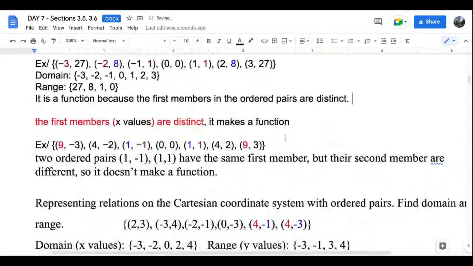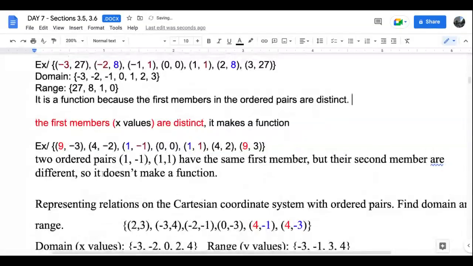Well, let's see a second example. In the domain we have 9, 4, 1, 0, 1 again. Oh, you see 1, the first member repeats. If the first member repeats, we have to check the second one. Well, this one goes to -1. This one goes to 1. The second members are different, so no good. This is not a function.